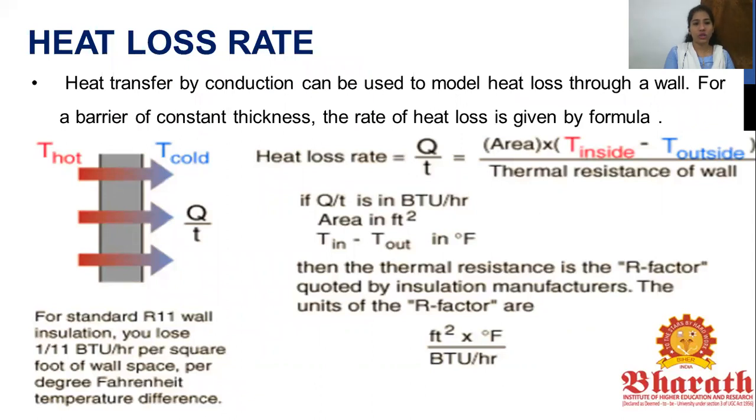Okay. So talking about the heat loss rate, we can see the heat transfer by convection can be used to model heat loss through a wall. For a barrier of constant thickness, the rate of heat loss is given by this formula. You can see the temperature hot and the temperature cold, so it's a difference in temperature. This heat loss rate is given by Q by T, where Q is the area times the inside temperature minus the outside temperature, divided by the thermal resistance of the wall. Using this, you could derive exactly what the heat loss rate is.